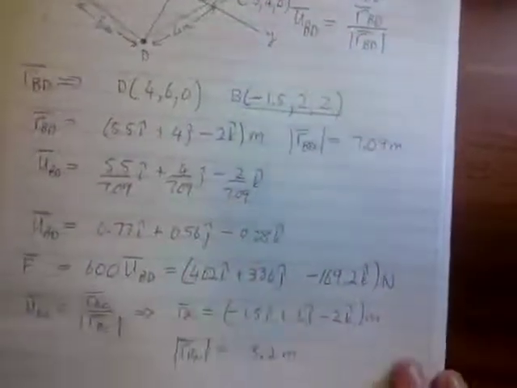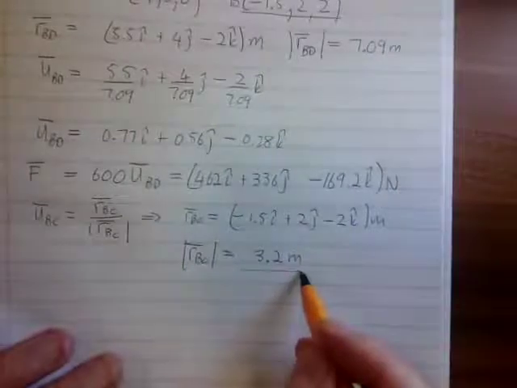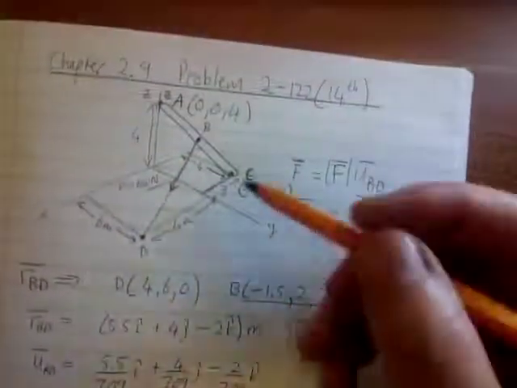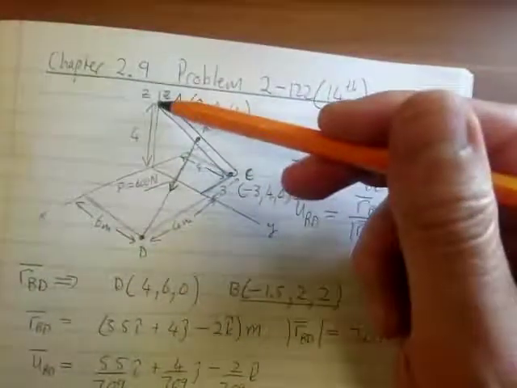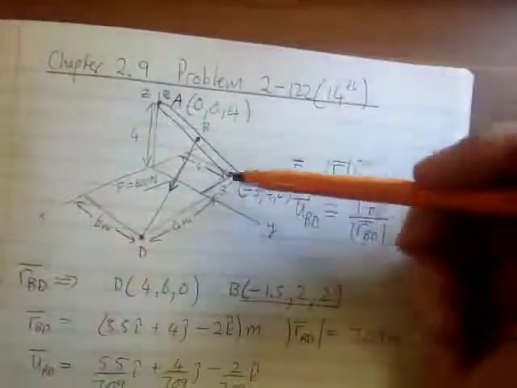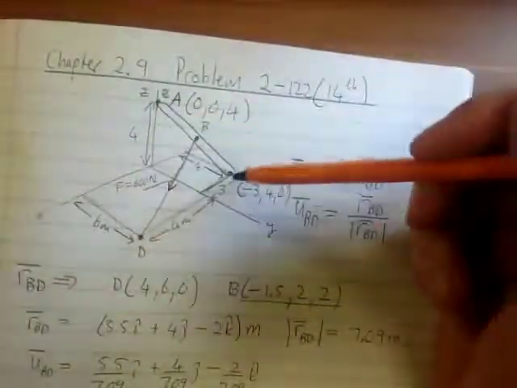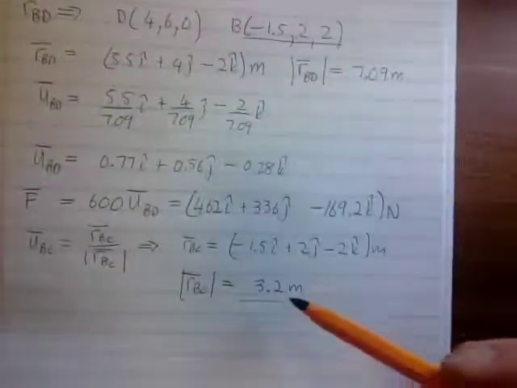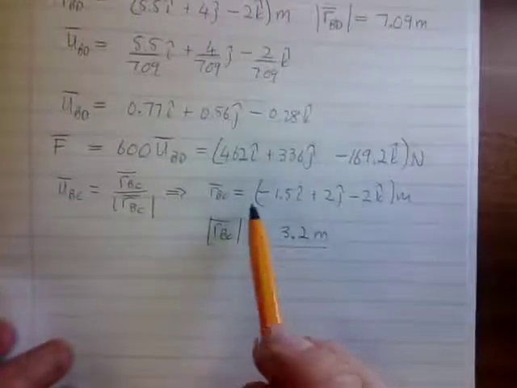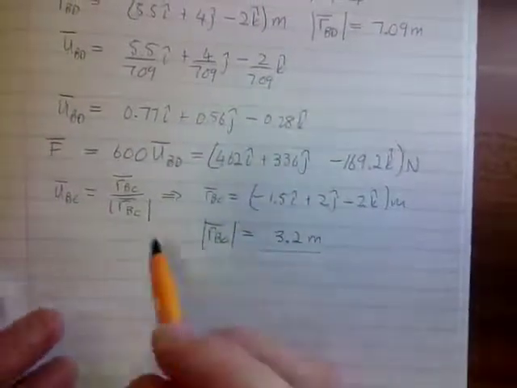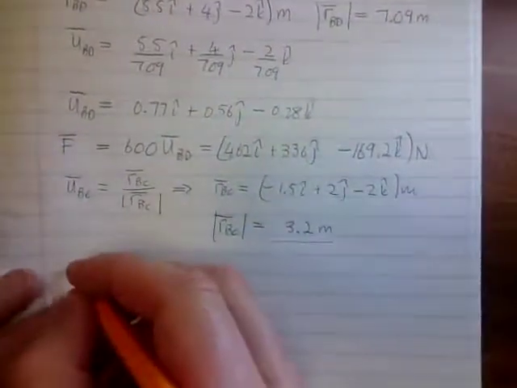By the way, as a check, you can also calculate the position vector from A to C and then calculate the magnitude of that, and you will see that it is exactly double 3.2, which is 6.4. Alright? So now we've got our vector and we've got the magnitude. Now we can calculate the unit vector UBC.